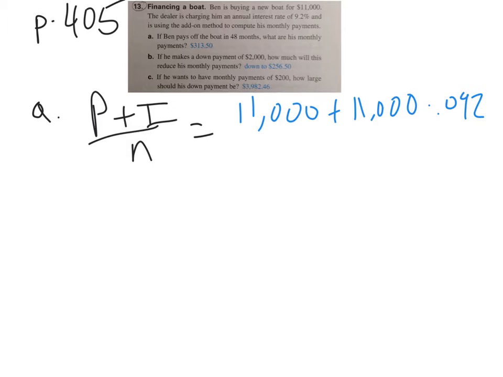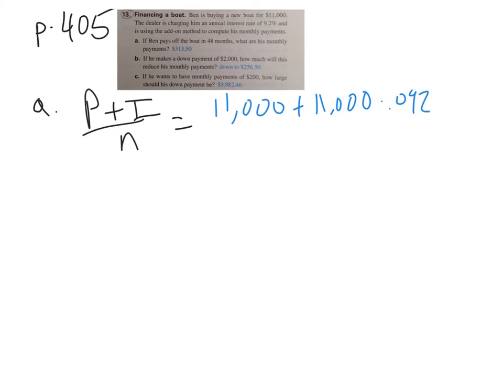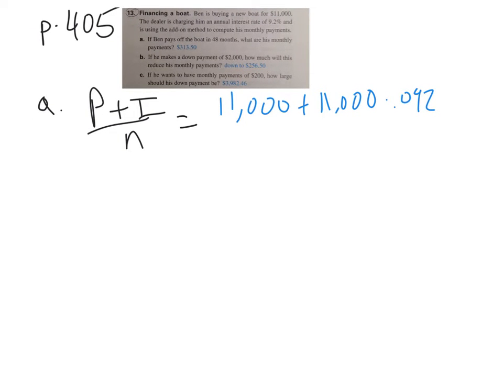Now here's the catch. Remember, your units have to match whenever you're doing the R and T kind of thing. So R was an annual interest rate of 0.092. That means our T has to be in years since it's annual. They tell us that Ben's going to pay off the boat in 48 months. 48 months is 4 years. So this will be times 4. Alright, so that's just P plus PRT, P plus I on top. And we're going to divide that by 48 because that's the number of months.